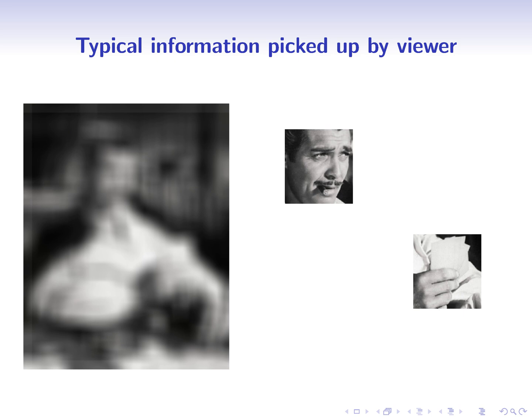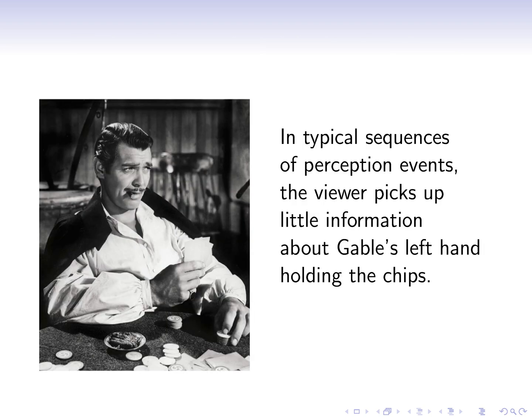That's the fuzzy image on the left. And second, our eyes dart about and focalize just a couple of places. So this is Boyer looking at Gable, so he focalizes Gable's face and focalizes his hand with the card, and that's it. We get no other information. In a typical perception event or sequence of perception events, the viewer, that's Boyer, picks up very little information about Gable's left hand holding the chips. Boyer simply doesn't get the information that Gable is holding some chips in his left hand.